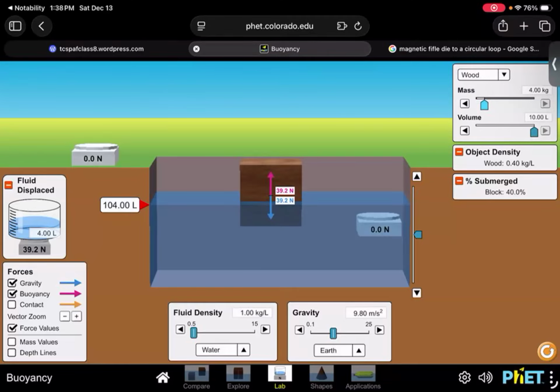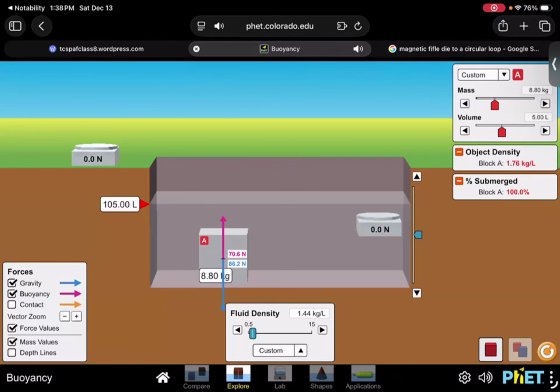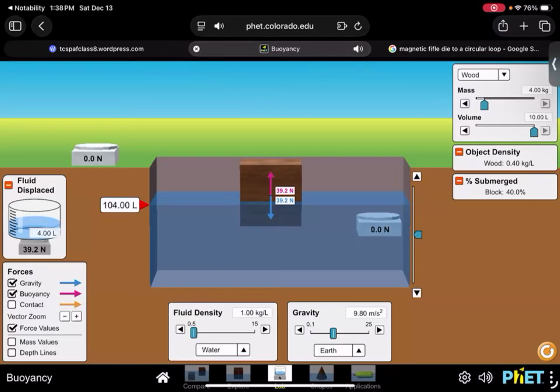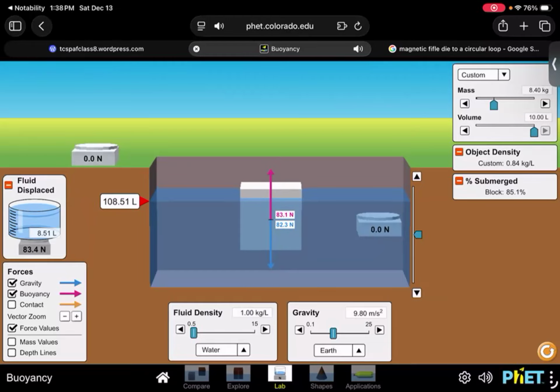As I keep increasing the mass, you notice again that the weight is higher and the upthrust is also higher, but the fluid displaced is more as well. And do you notice that the upthrust value on the block is exactly equal to the weight of the fluid that you displaced? Again, pretty interesting. How does that happen?